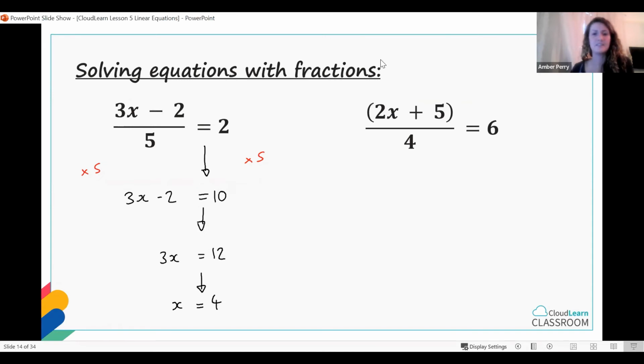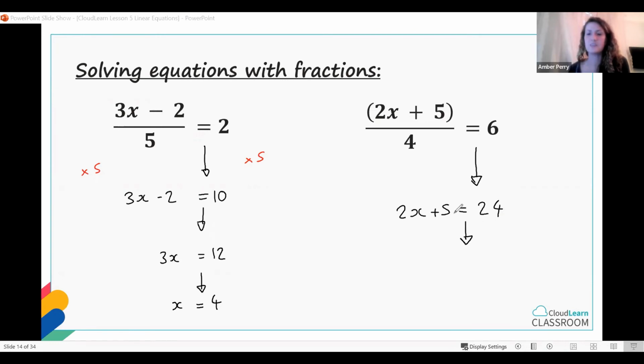And here's another similar question. Feel free to have a go on your own if you want. I will work through it as well. So start by timesing by 4, okay? So we've got 2x plus 5 is equal to 6 multiplied by 4, which is 24.